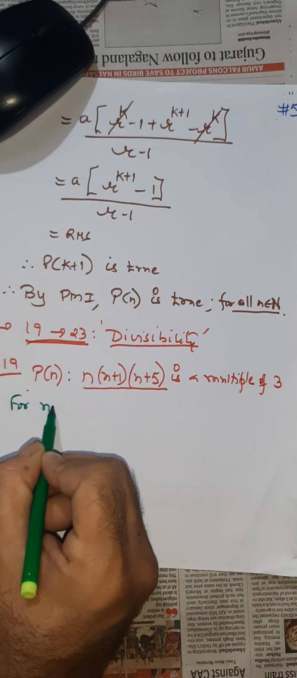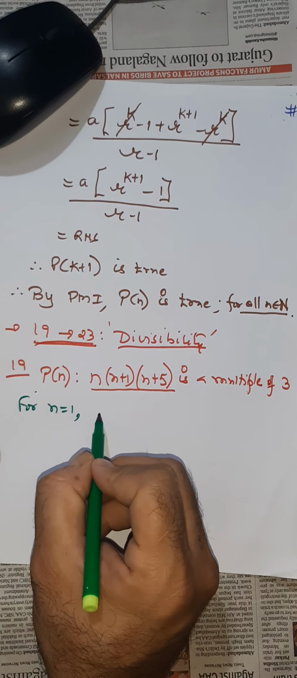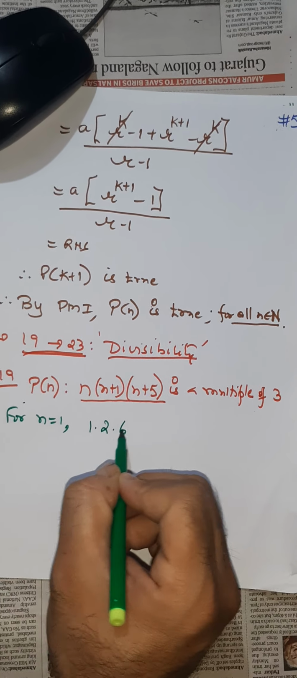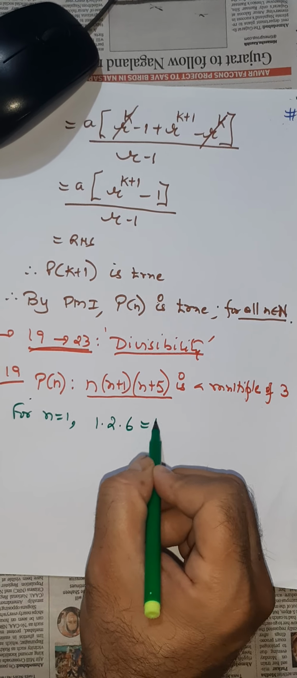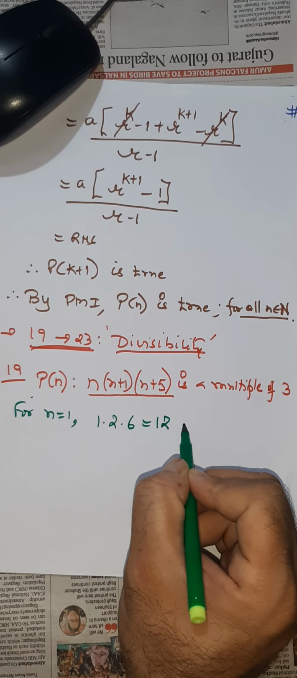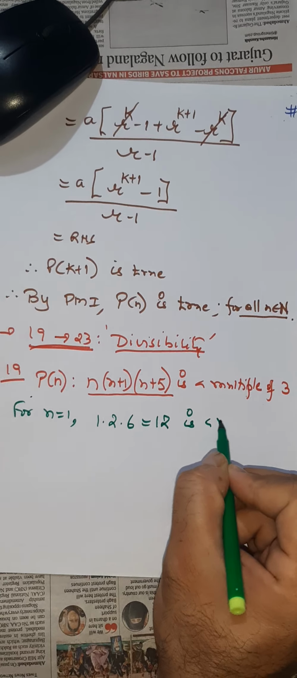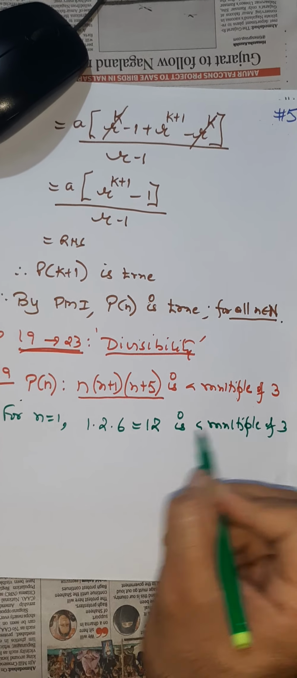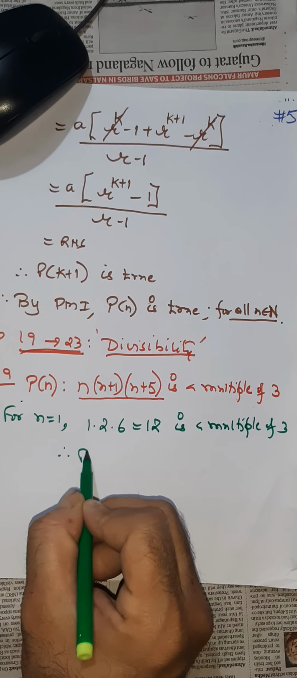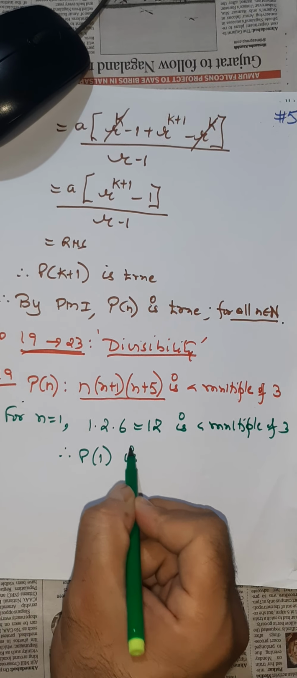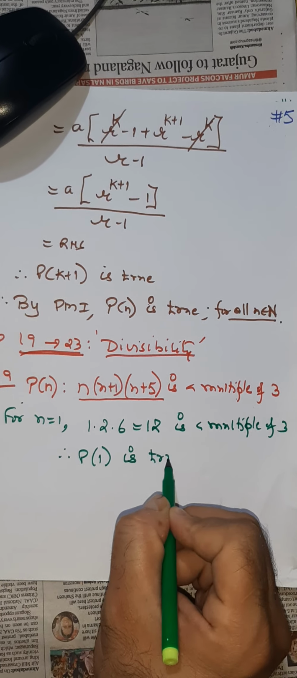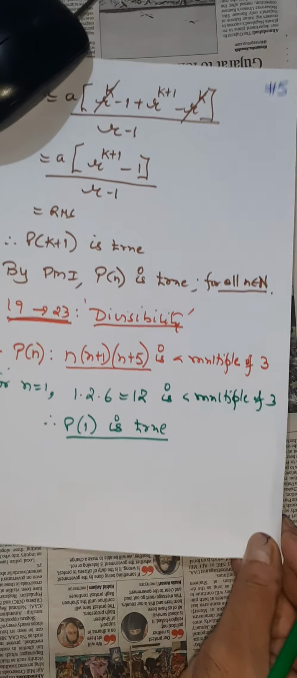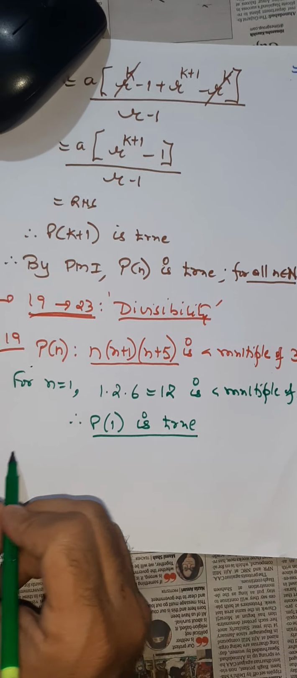For n equals 1, put n is equal to 1. So 1 into 2, here 6. So 12, you know, is a multiple of 3. 12 is a multiple of 3. Multiple of 3 means divisible by 3. And therefore, what's the conclusion? P of 1 is true. This is always true. P of 1 is true.